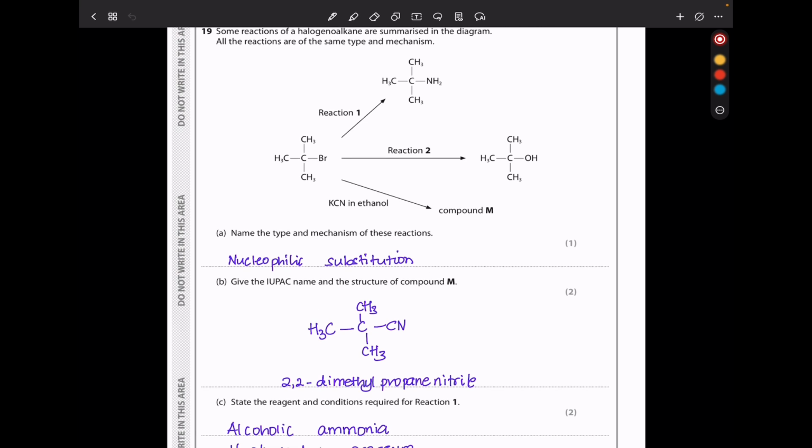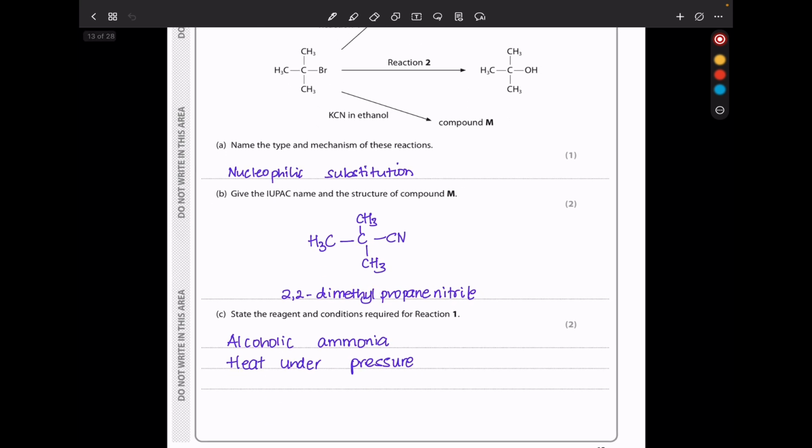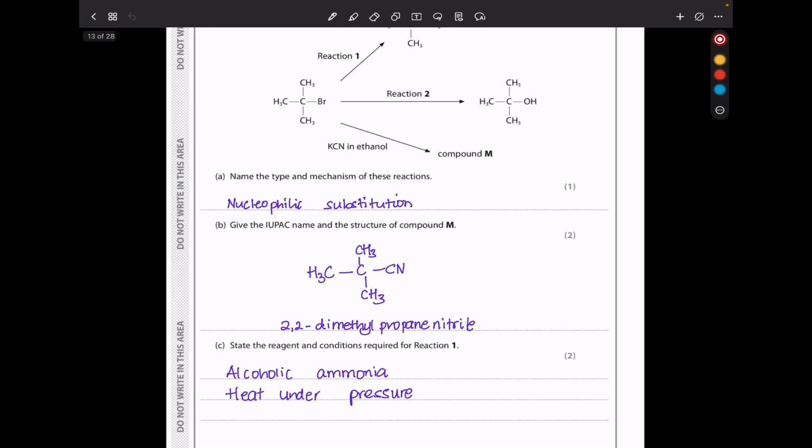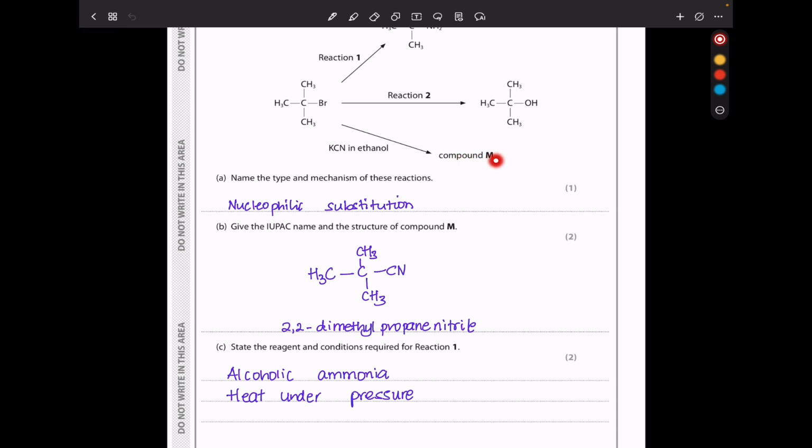They say name the type and mechanism of these reactions. They're all nucleophilic substitution reactions because nucleophiles come in as they substitute other nucleophiles. Then they say give the IUPAC name of the structure M. This is going to be a nitrile because CN will come in this place. It's going to be this structure here. So this is going to be the main chain, carbon 1, carbon 2, carbon 3. So it's a propane nitrile. And there are 2 methyls on carbon 2. So we say 2,2-dimethylpropanenitrile. That is going to be the name.